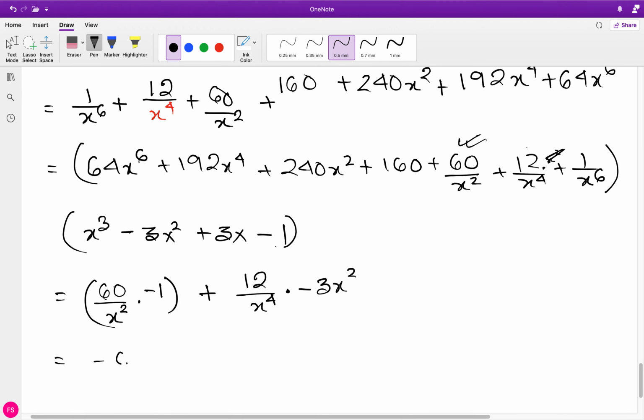This will give me -60 over x to the power of 2, -36 over x to the power of 2 as well. This equals -96 over x to the power of 2, and the coefficient of 1 over x to the power of 2 is just -96.